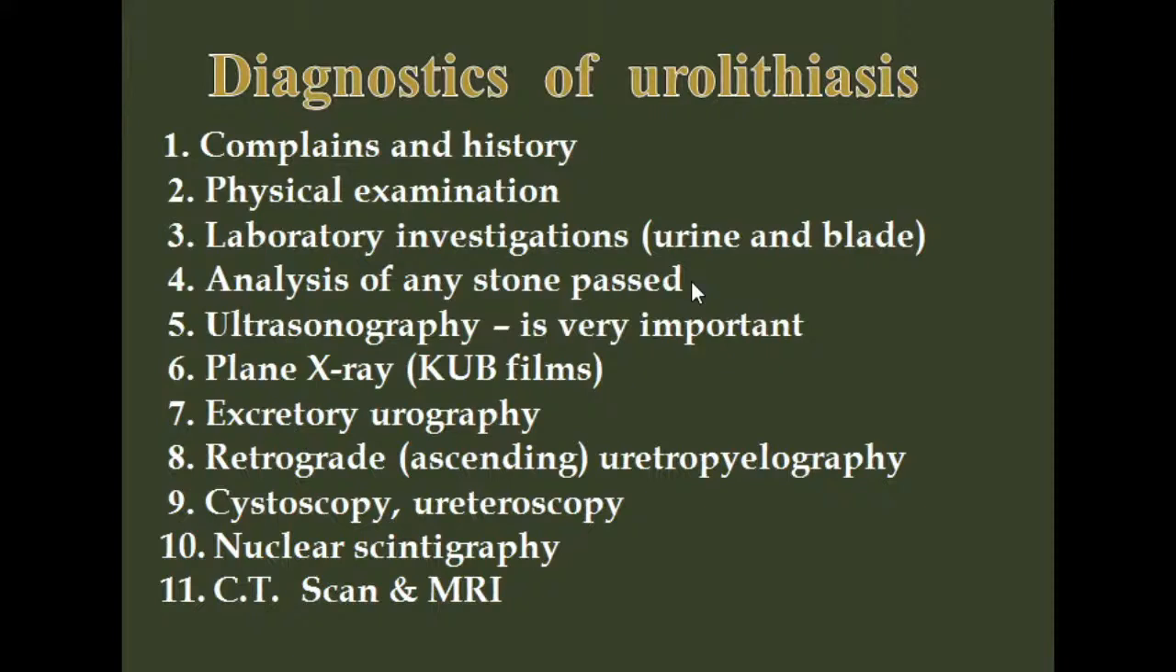Laboratory investigation, urine and blood. First of all, we can determine signs of inflammatory process in blood, for example. We can determine changes in urine which are characteristic for urolithiasis, such as microscopical hematuria, proteinuria, leukocyturia, crystalluria. Depending on the variant of crystal, we can suspect different stones. For example, in case of oxaluria, we think about oxalate stone. If we can see uric acid crystals, it is an indirect symptom that the patient has a uric acid stone.